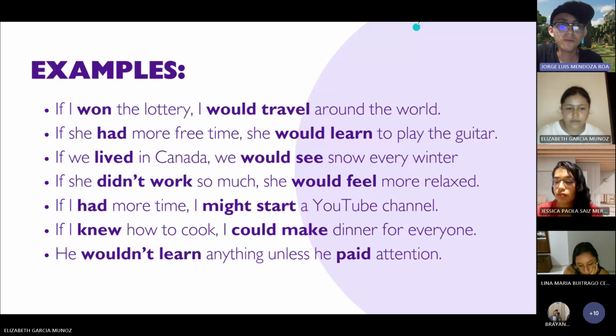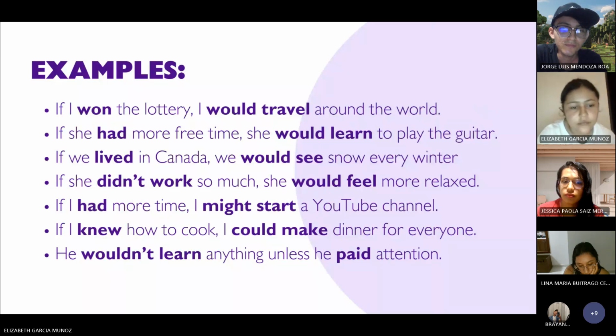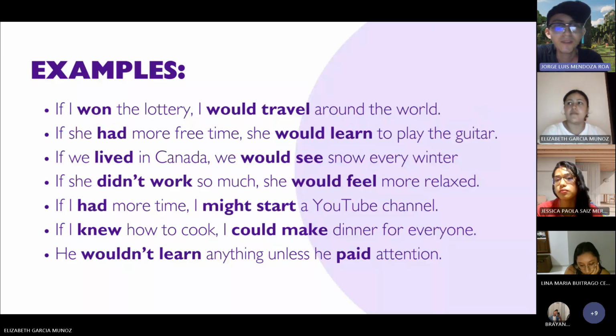Okay, guys. Before I explain this part, I want to know if any one of you has a doubt about what I explained before, or is everything clear about it? Okay, I think that everything is clear.